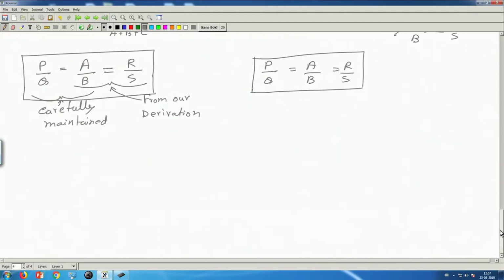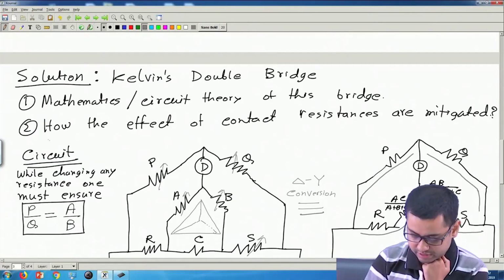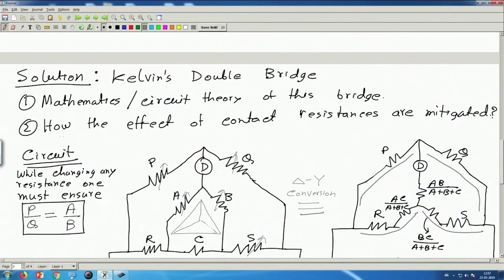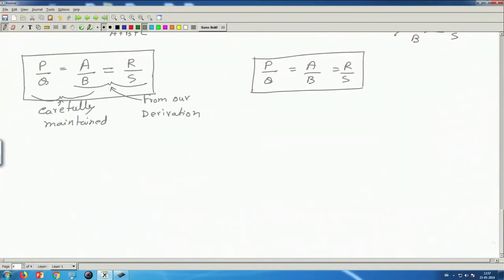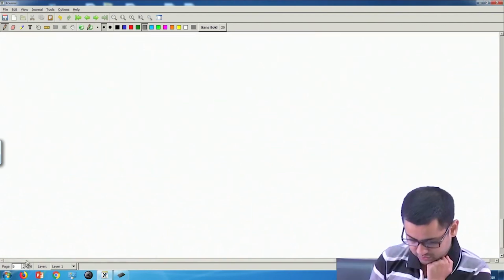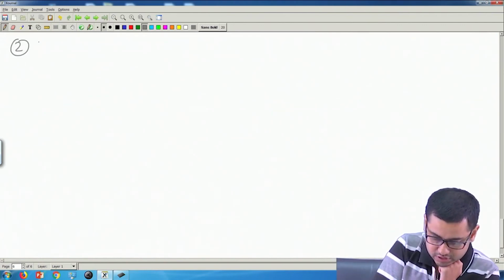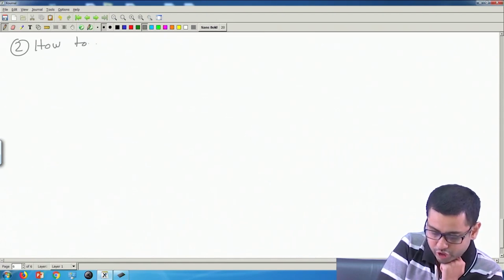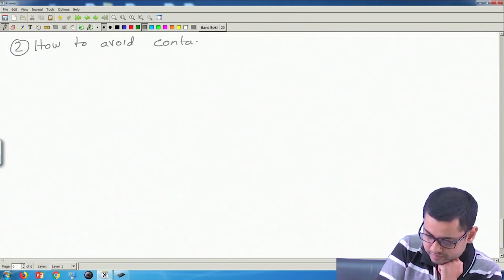Now, let us investigate this question, how the effect of contact resistances can be avoided. How to avoid the contact resistance problem?